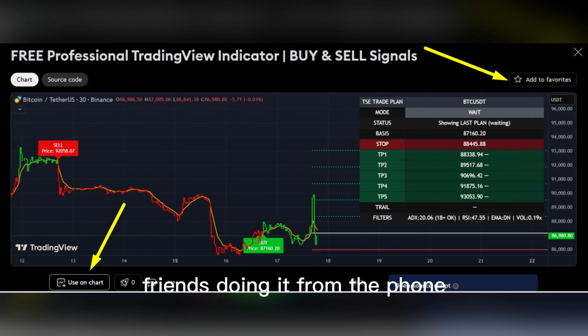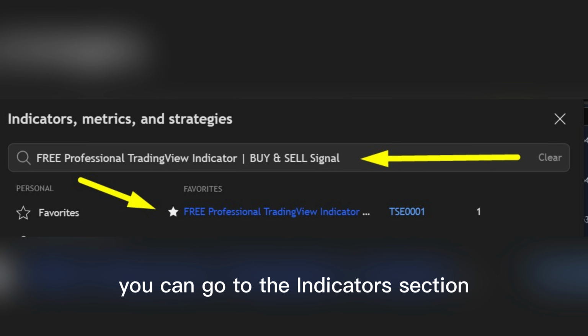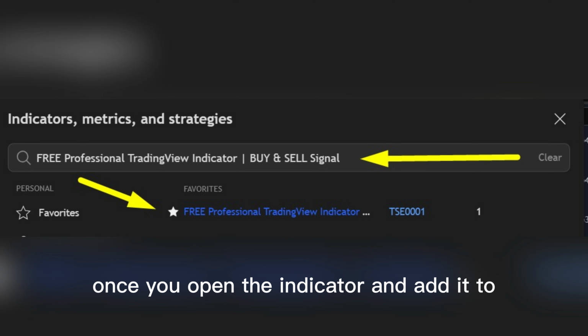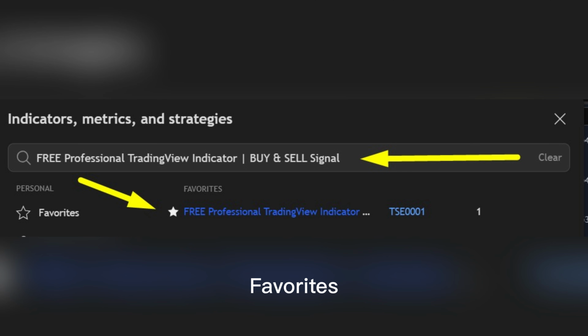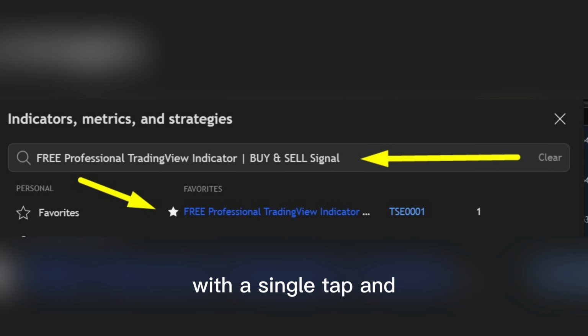The same applies for friends doing it from the phone. In the TradingView application, you can go to the Indicators section and search for the name of the indicator. Once you open the indicator and add it to favorites, you can later select it from your favorites with a single tap and add it to the chart. In short, open it via the link, add to favorites, click Use, Add to Chart, and the process is complete.